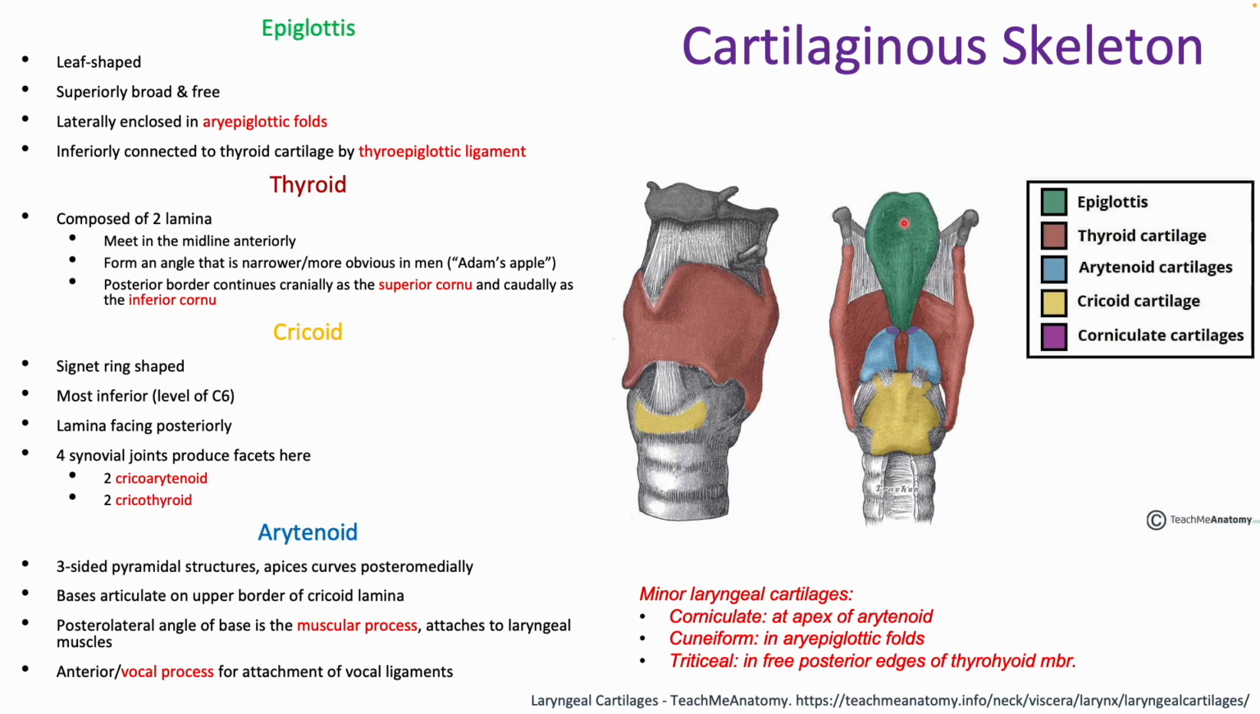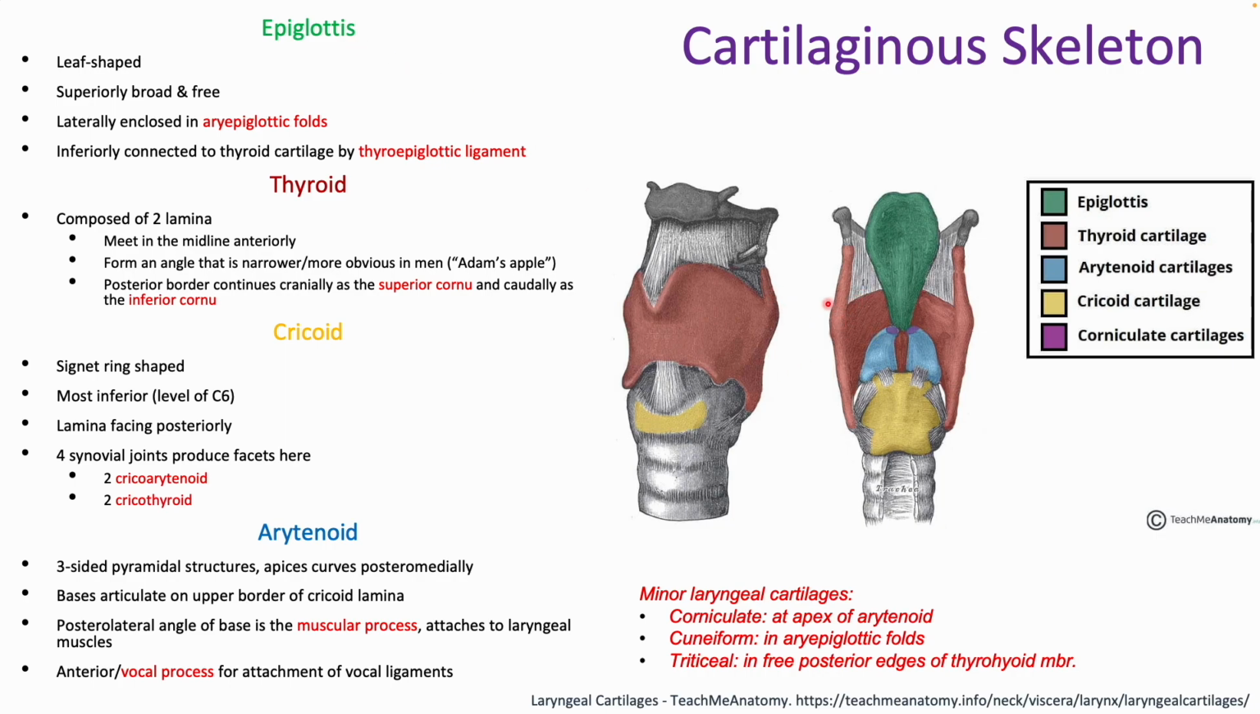And so first we have our epiglottis, which is the green one up here, and it's this leaf-shaped structure, and superiorly up here it's going to be really broad and free, and down here it's going to be more narrow and attached. It's laterally enclosed in the aryepiglottic folds, and it's inferiorly connected to thyroid cartilage, which is the red stuff. So it's inferiorly connected here by the thyroepiglottic ligament. So we have a lot of ligaments that are going to connect all of this. So the thyroepiglottic ligament is going to connect the thyroid and epiglottis cartilage.